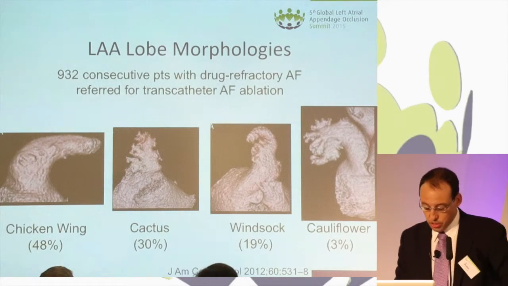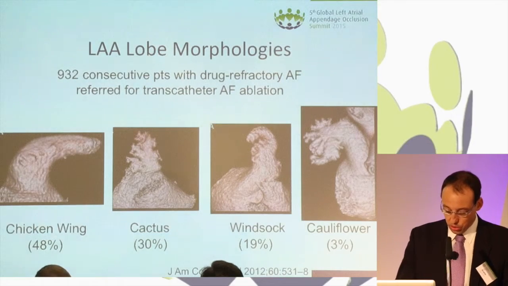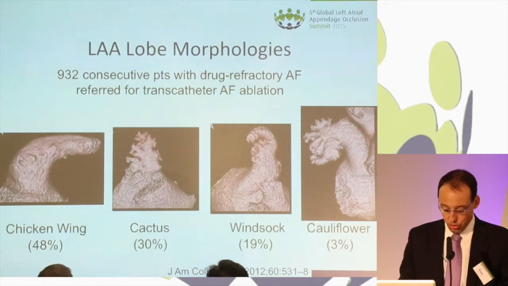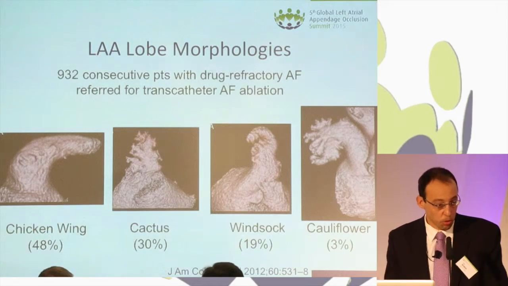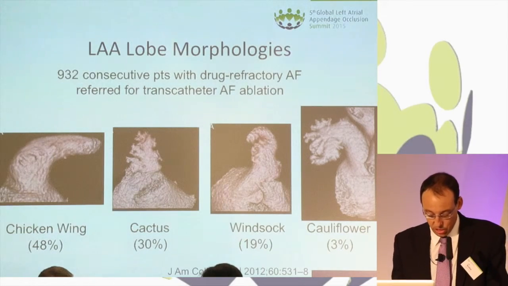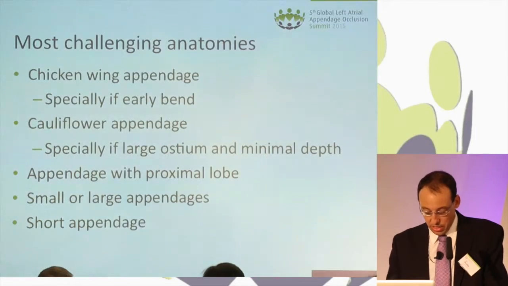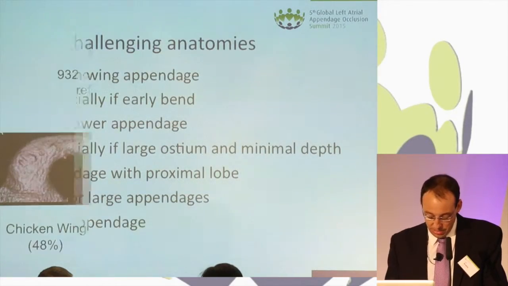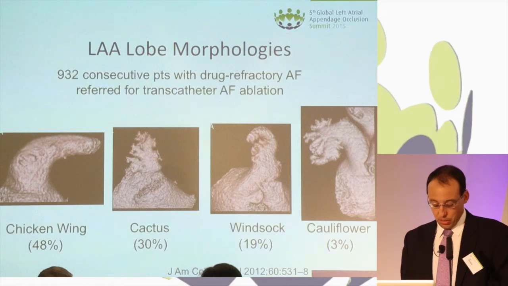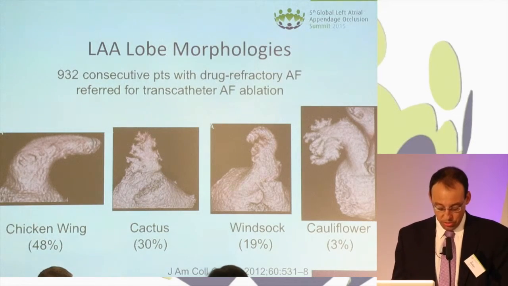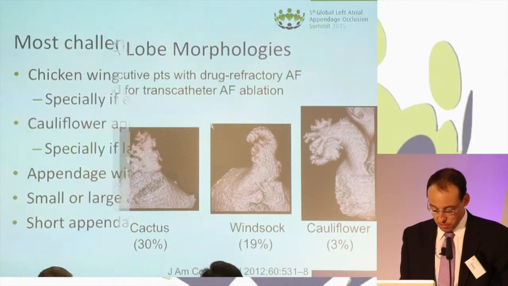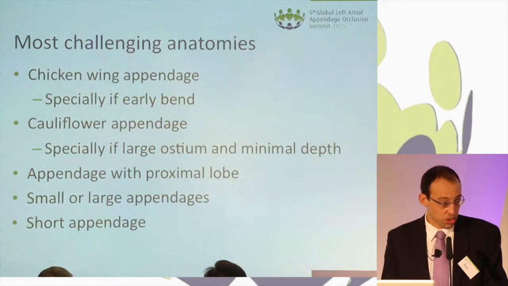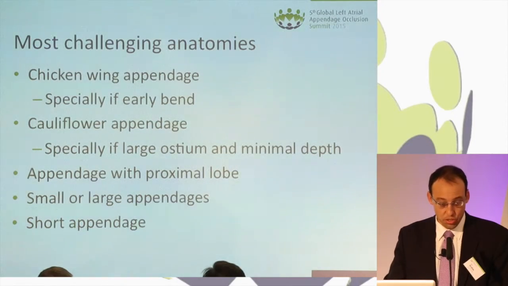Concerning the lobe morphology, this is something that we show all the time, including Andrew. These are the most common forms of a lobe, so different kinds: chicken wing, cactus, windsock, and cauliflower. The most common one is by far the chicken wing. I think it's relevant to present that, not only because we absolutely want to define that during each procedure, but it makes sense to define it because some anatomies are a lot more challenging than others if we consider closure.